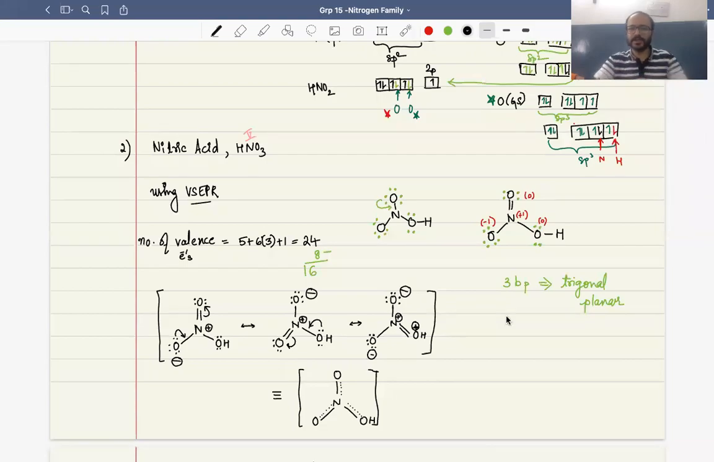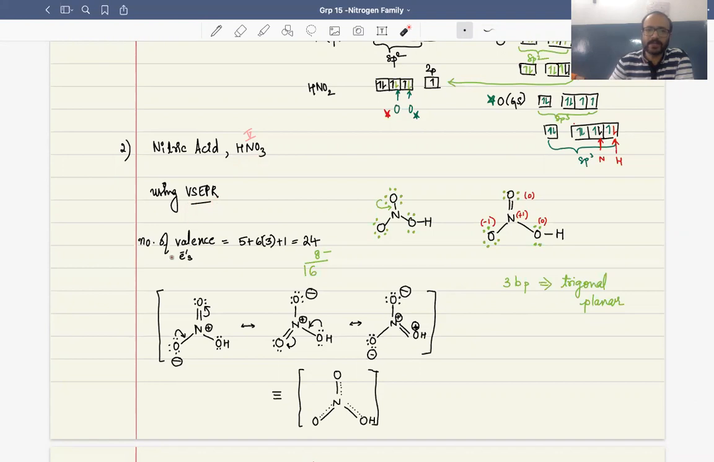Hello, everyone. So today let us continue our discussion on the oxyacids of nitrogen. And let us go to the next prominent oxyacid of nitrogen, and that is nitric acid, which has a molecular formula of HNO3. This is the basic molecular formula. So we will start with drawing of the structure by using VSEPR theory.